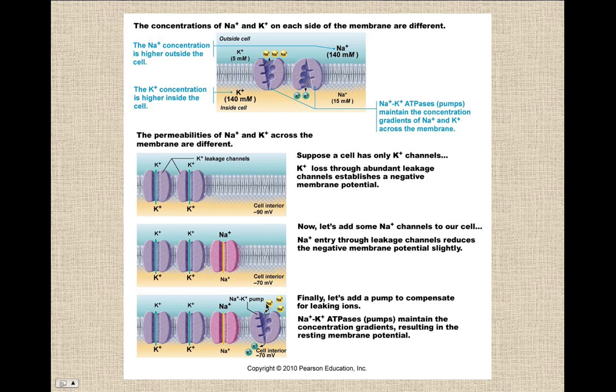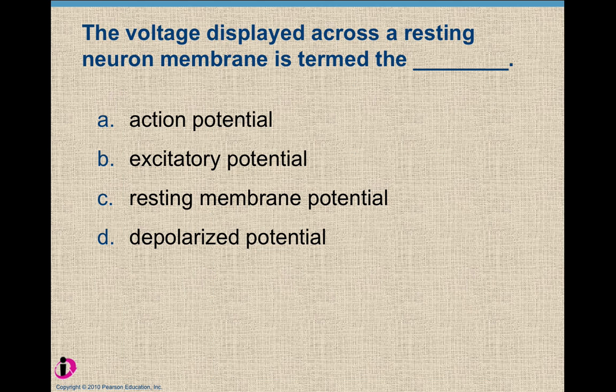So what we need to do is add a sodium-potassium pump, or ATPase, to maintain the concentration gradients. So that keeps that resting membrane potential where it needs to be, and it can also help reestablish that negative 70 millivolt after you go through an action potential, which we're going to discuss in a few minutes. So the voltage displayed across the resting neuron membrane is termed the resting membrane potential. It allows for action potential and excitation.